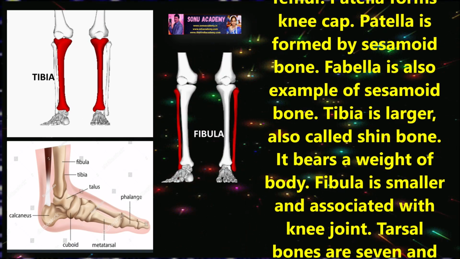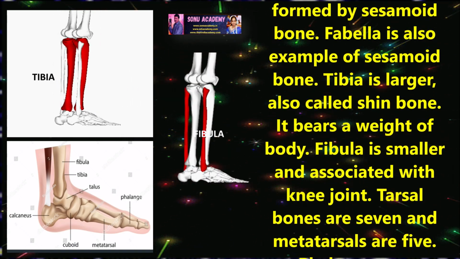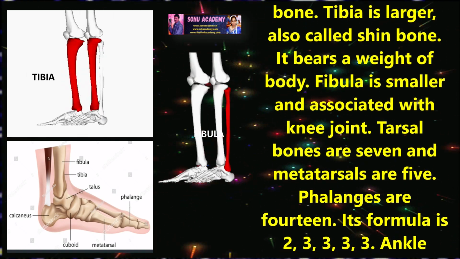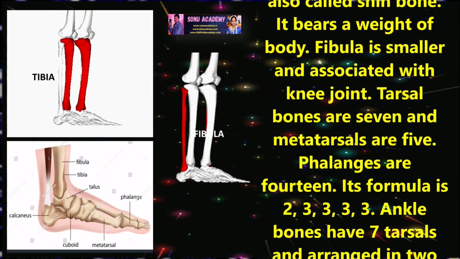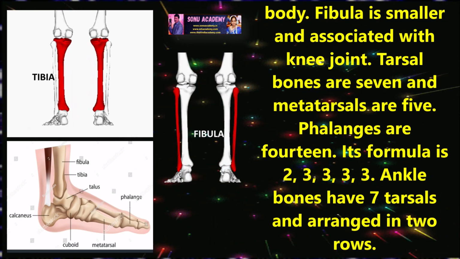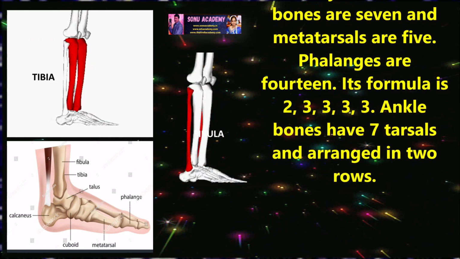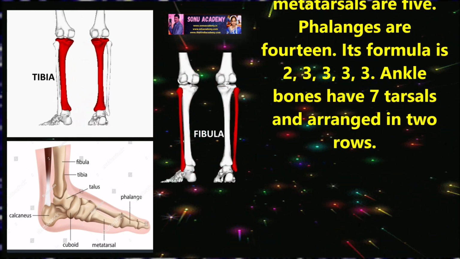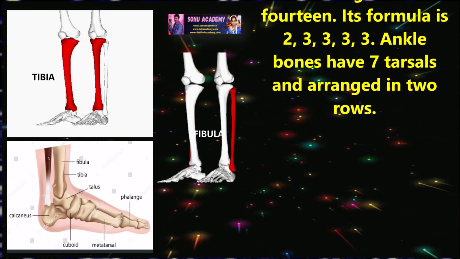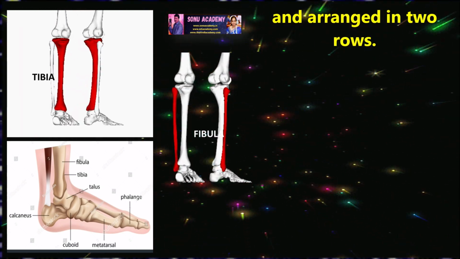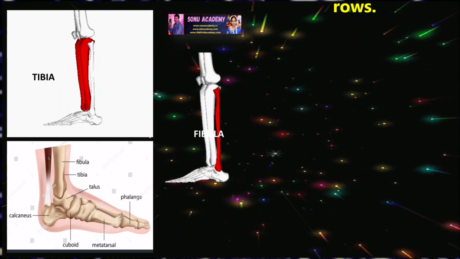The patella forms the kneecap. Patella is a sesamoid bone. Fibula is also an example of a sesamoid bone. Tibia is larger and also called the shin bone. It bears the weight of the body. Fibula is smaller and associated with the knee joint. Tarsal bones are 7 and metatarsals are 5. Already we discussed that. Ankle bones have 7 tarsals arranged in 2 rows.